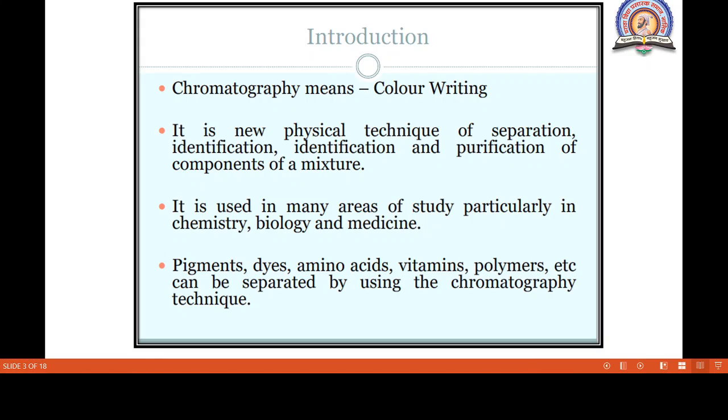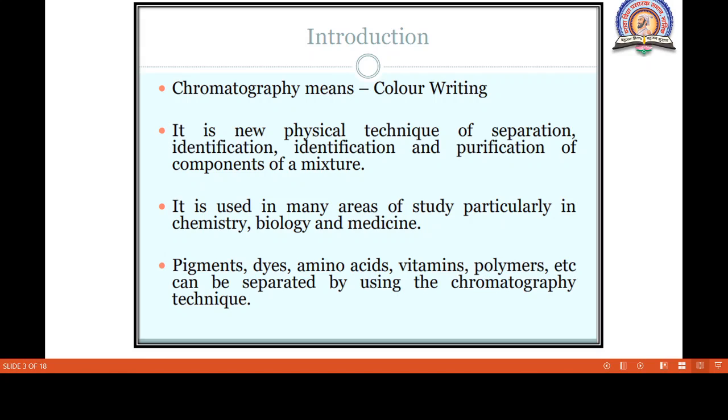Introduction to chromatography. So chrome means color and graphy means writing. So chromatography means color writing technique. It is a new physical technique of separation, identification and purification of components of the mixture.